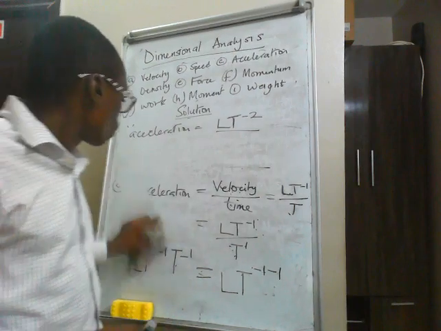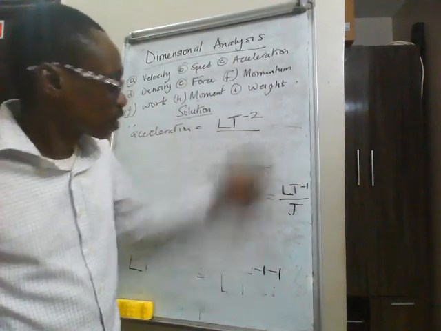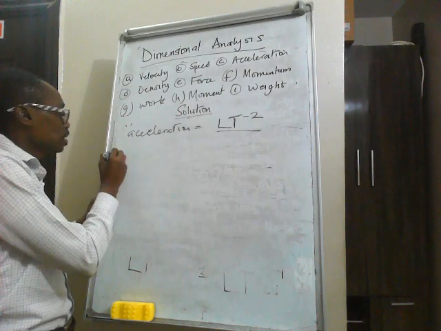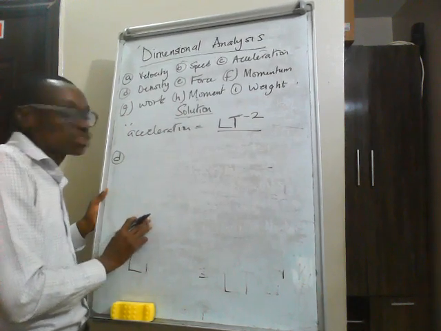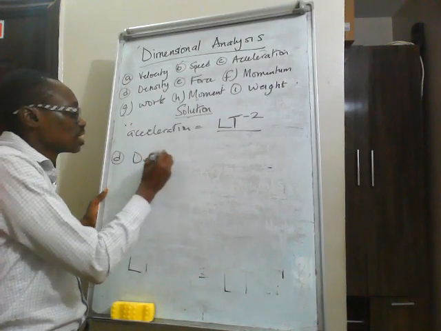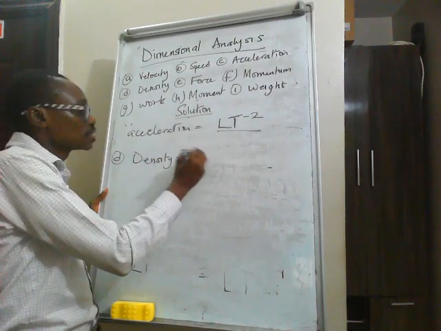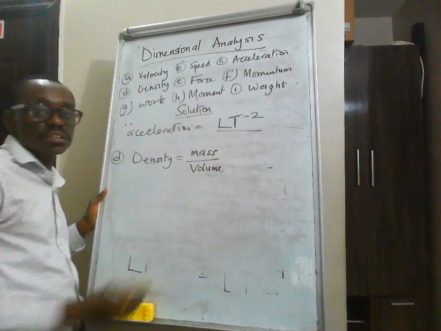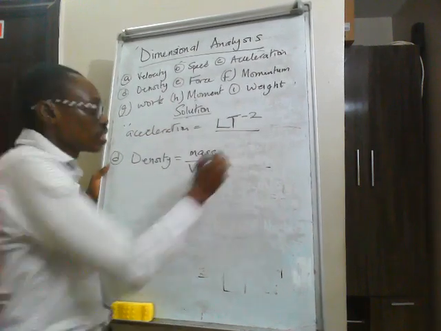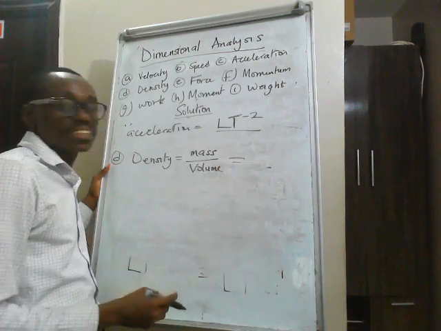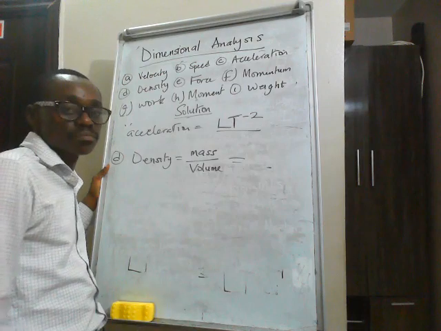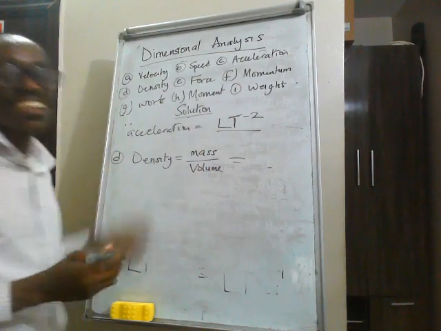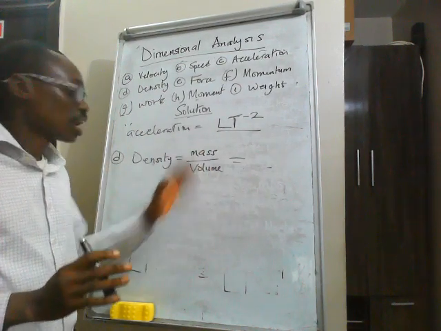Okay, so with this, we're going to move on to the next one, which is actually density. So, like I said, which formula connects density? Density is equal to mass over volume. Density is equal to what? Mass over volume. And what is mass? Mass is in kilogram. I'm not going to make use of units.